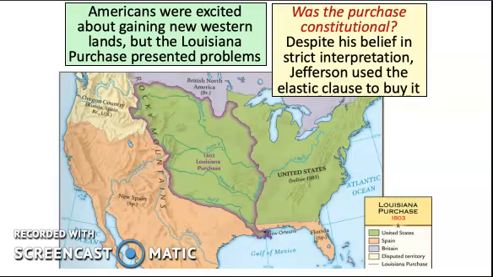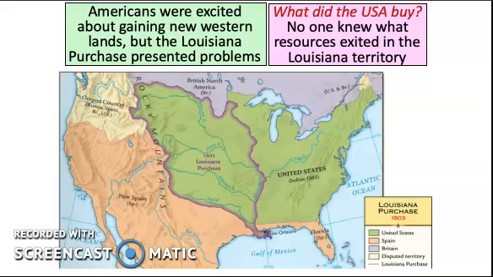For Jefferson in particular, was the purchase constitutional? Now, Jefferson believed in this idea of a strict interpretation. However, he's going to use the elastic clause of the Constitution, the idea that he can do things that are necessary and proper to buy this particular territory. The second problem was, what did we buy? We had no idea what was out there.